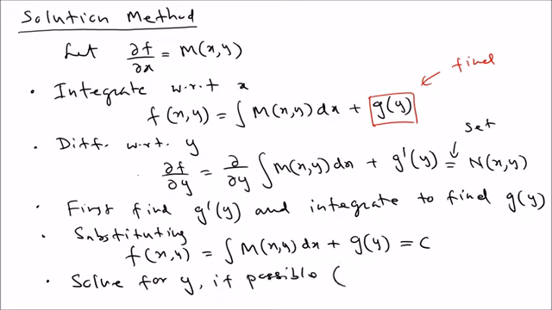But if you cannot do it, you get an implicit solution for y, because if you cannot solve, it's an implicit solution. So that is the solution method. I know it's a little lengthy, but that's how it works.